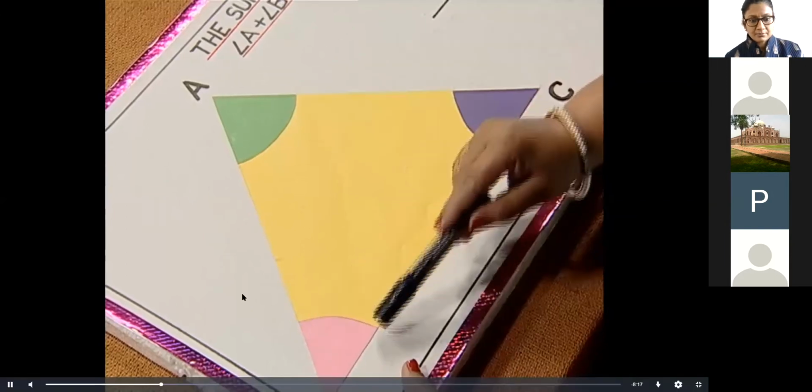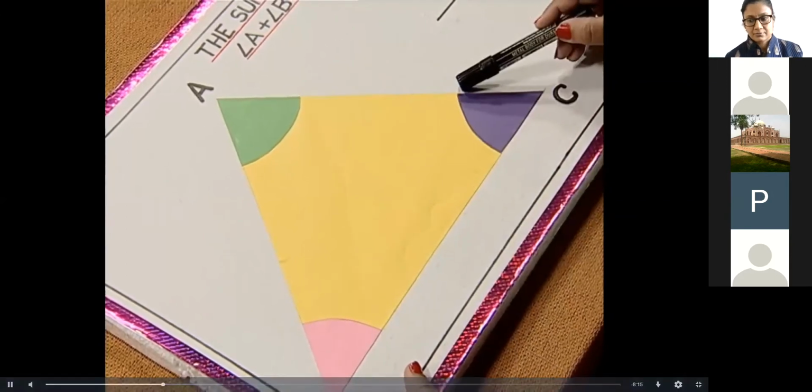Angle B and angle C. Let us first check whether these three angles add up.